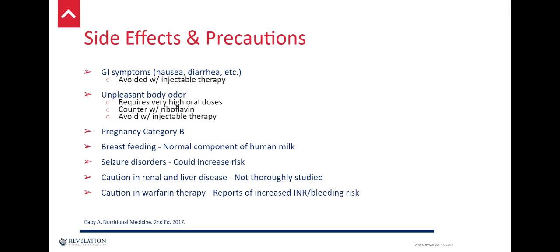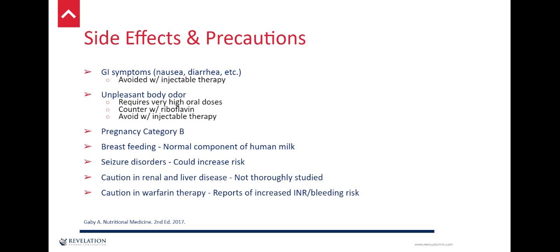Now, side effects and precautions. Primarily GI symptoms are what we'll see, but again, this is avoided with injectable therapy. So nausea, diarrhea, and related symptoms, and then unpleasant body odor with very high doses, typically when given orally, because this is from a reaction that's thought to occur in the GI tract during absorption in the small intestine. If given orally, you can often counter this with riboflavin to prevent as much of that biochemical reaction occurring that creates the body odor. But the easiest way is to just avoid it by using injectable therapy instead.